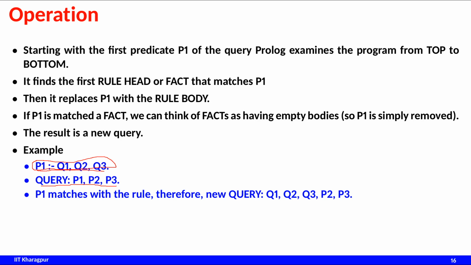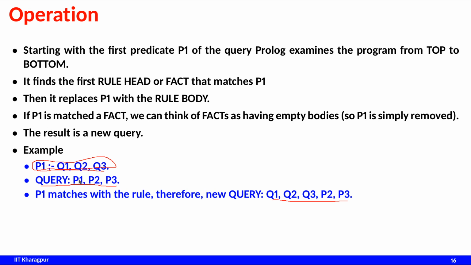The match means I take the predicate p1 and check it with the rule head of this rule, and if there is a match, I will take that rule. If it matches with the rule head, then it replaces this predicate p1 with the rule's body that has been provided. So effectively, when p1 matches with the rule, the new query that I need to check is this one: I replace p1 by q1, q2, q3, and p2, p3 will remain as they are.